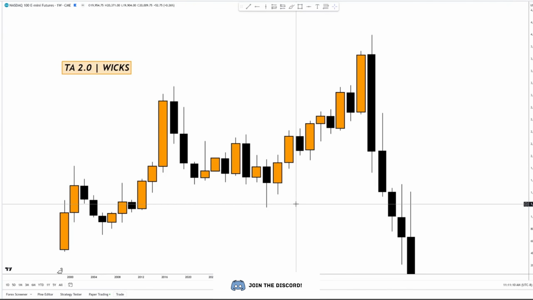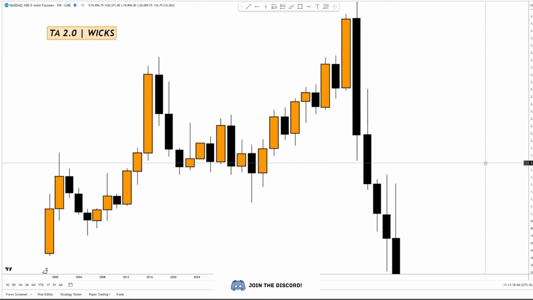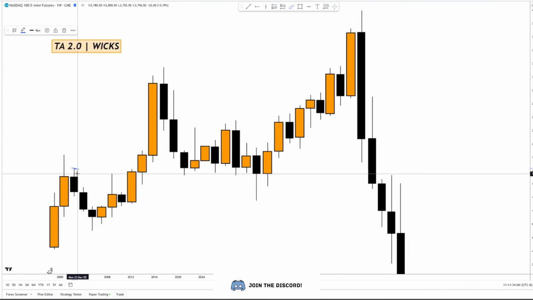So the very first thing that we have to talk about when we talk about these wicks is what they stand for and kind of what they are. They're basically the same thing as fair value gaps. And in fact, you treat them identically to fair value gaps. So whenever you have any wick, so right now we're talking about any wick in the marketplace, any wick in the marketplace is the same as a fair value gap.